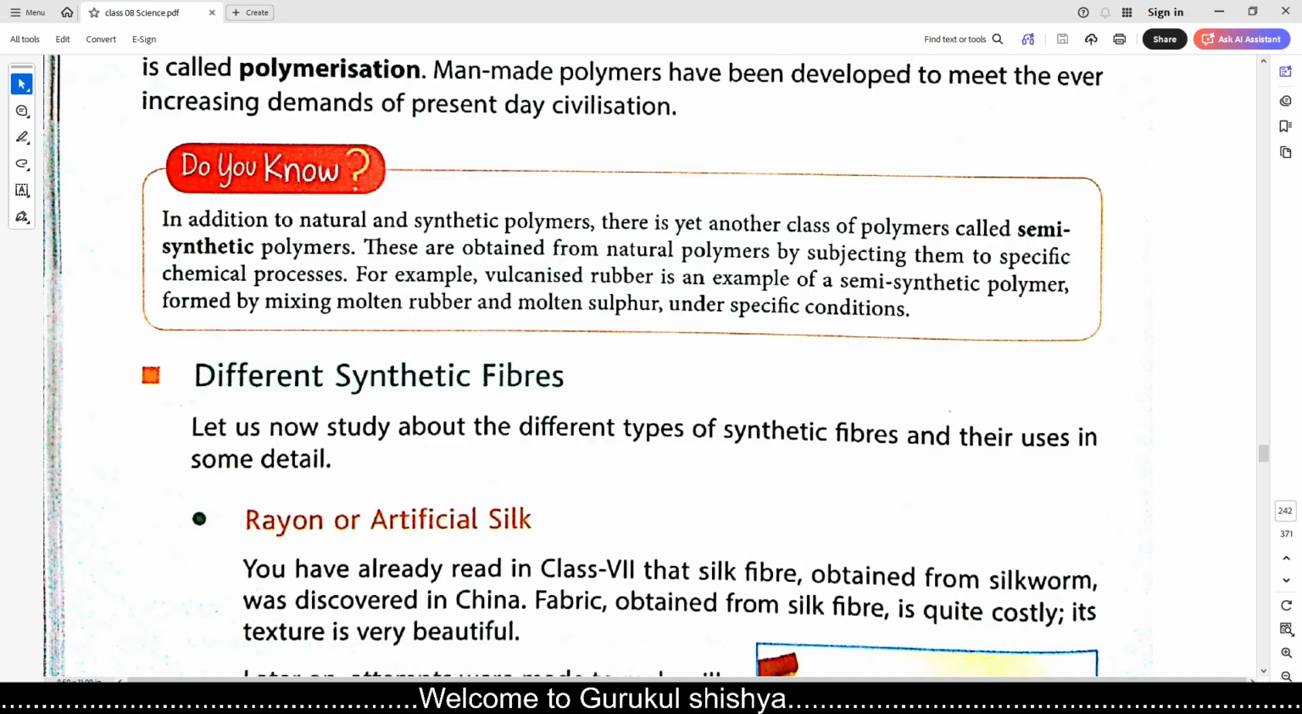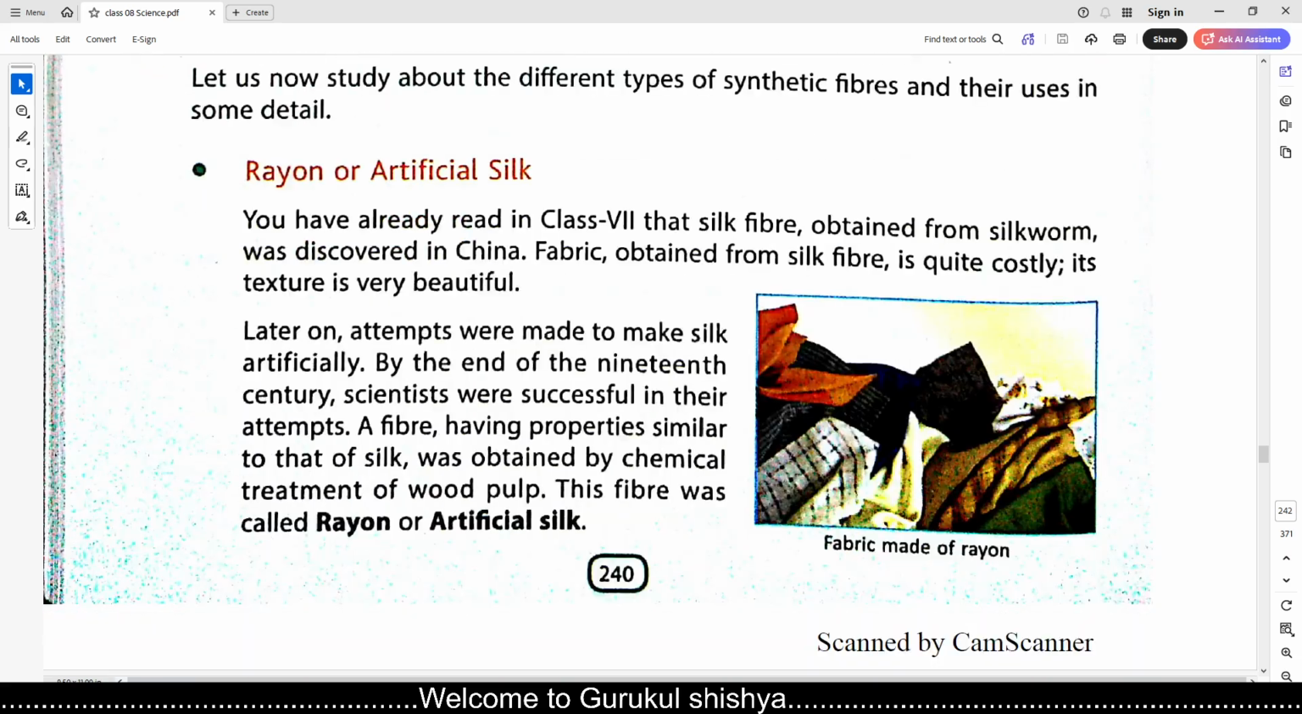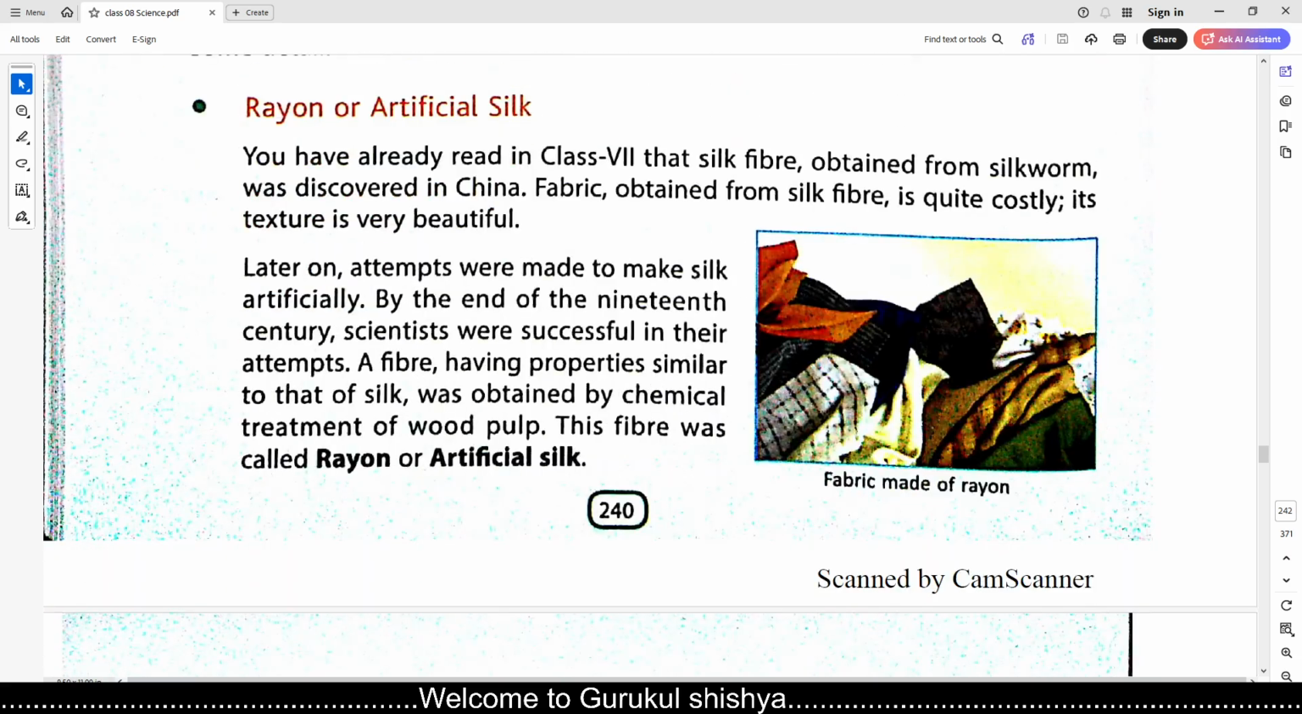Different synthetic fibers. Let us now study about the different types of synthetic fibers and their uses in some detail. Rayon or artificial silk. You have already read in class 7th that silk fiber obtained from silkworm was discovered in China. Fabric obtained from silk fiber is quite costly. Its texture is very smooth. Its texture is very beautiful.